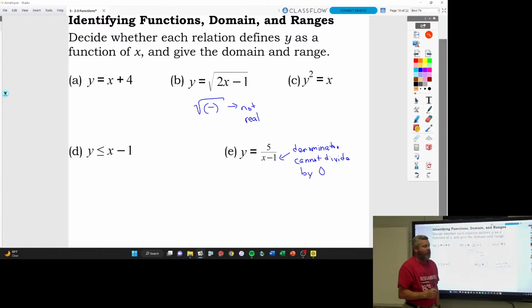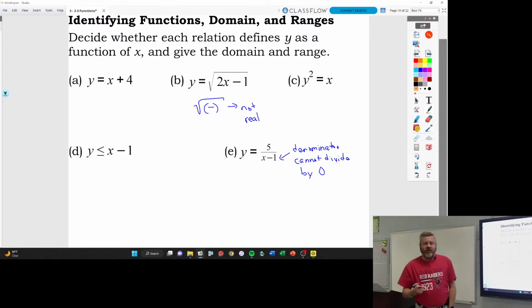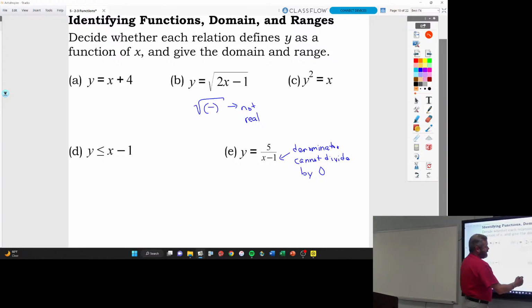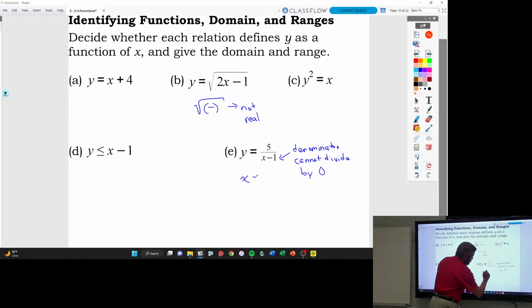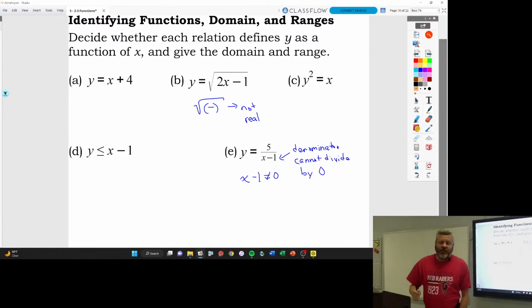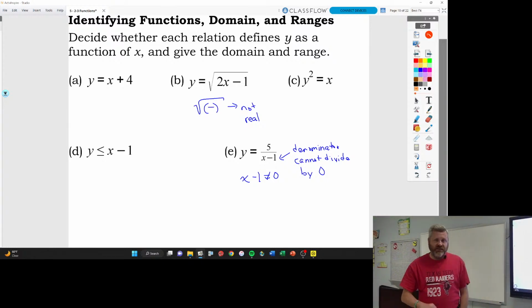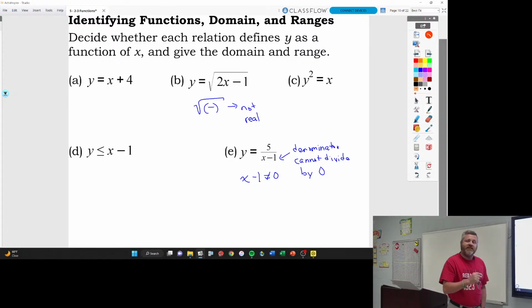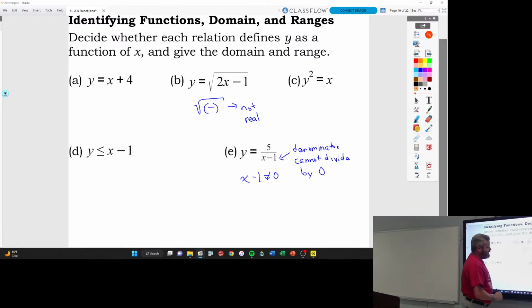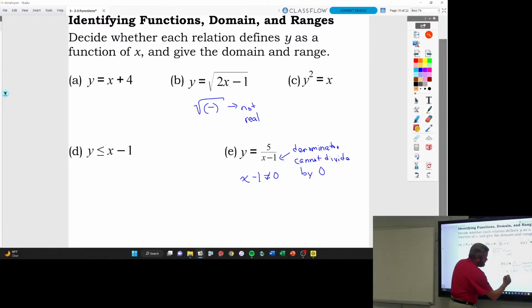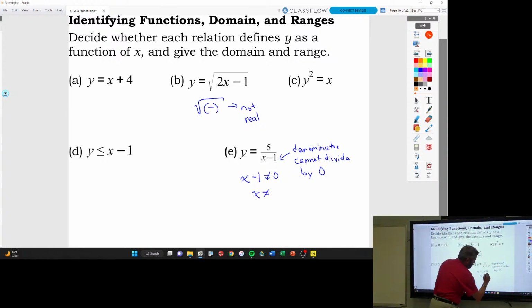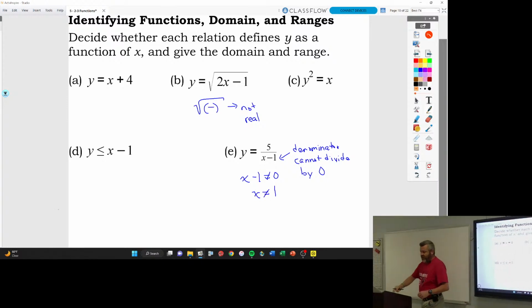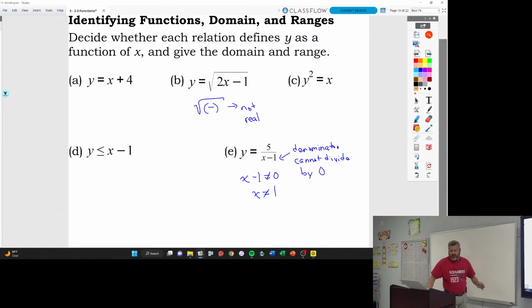Can't divide by 0. So anytime you have a variable in the denominator, you have to look at that and say, well, okay, x could be anything. However, x minus 1 can't be 0. So be careful here. Just because x is in the denominator does not mean simply that x can't be 0. That's not what it says. What I'm saying is the denominator can't be 0. So if I set x minus 1 to not be 0, add 1 to both sides, I know that x can't be 1. So the domain of this is going to be everything except 1.